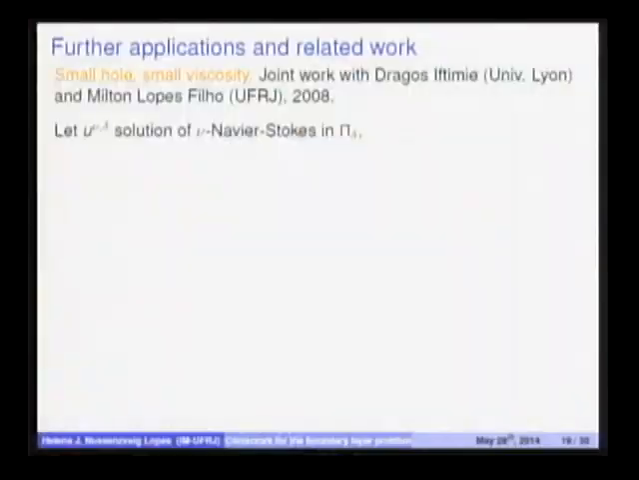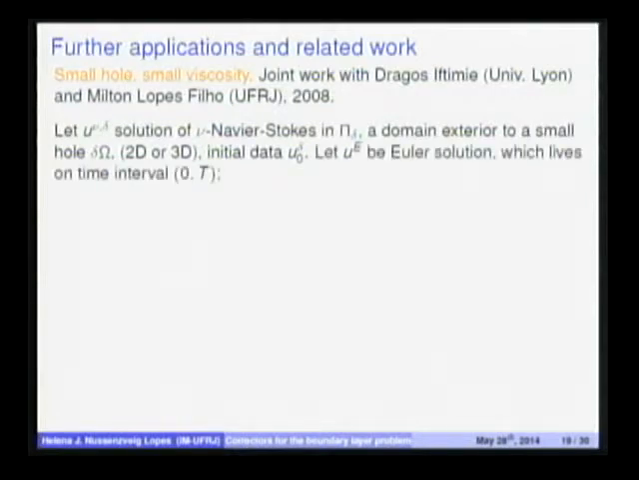To be more precise, let u^{nu,delta} be a solution of the Navier-Stokes equations in Pi delta, where Pi delta is a domain exterior to a small hole, which scales like delta. 2D or 3D, and initial data u_0^delta. So u_0^delta actually varies with delta. It cannot be the same because u_0^delta has to at least vanish on the boundary of delta omega, and delta omega is disappearing. So you take an Euler solution u^E, which lives on some time interval 0 to T, of course 0 to infinity if you're in 2D, initial data u_0, and you suppose that u_0^delta converges to u_0 in L2 when delta goes to 0.